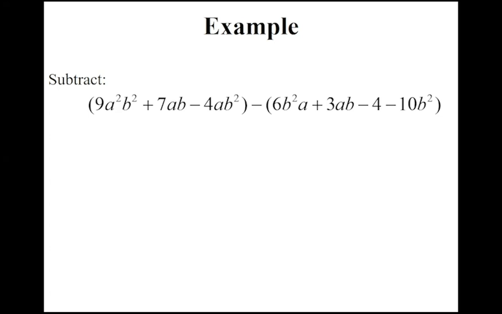We want to get rid of all the parentheses first. We can drop them from the first one no matter what. We're subtracting. So to get rid of the second set, we distribute the negative. Minus 6b squared a minus 3ab plus 4 plus 10b squared.